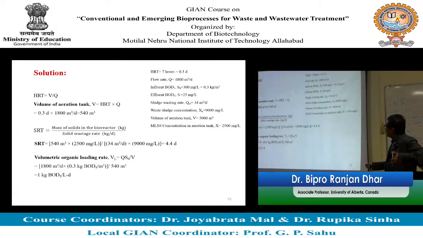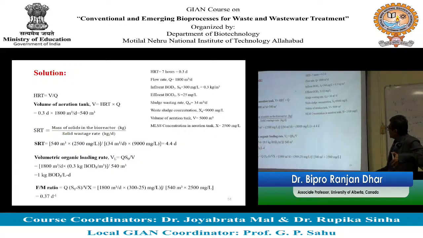Volumetric organic loading rate is Q S naught, like the initial BOD, how much I am loading in the reactor, divided by the volume of the reactor. So 1 kilogram BOD per meter cube per day. Okay. And the F/M ratio is Q times (S naught minus S), right? So we can have the concentration inside the reactor, divided by the volume of the reactor, multiplied by the concentration of biomass in the reactor, right? So it's 0.37. So can we comment on that? Is it within the recommended range or not?